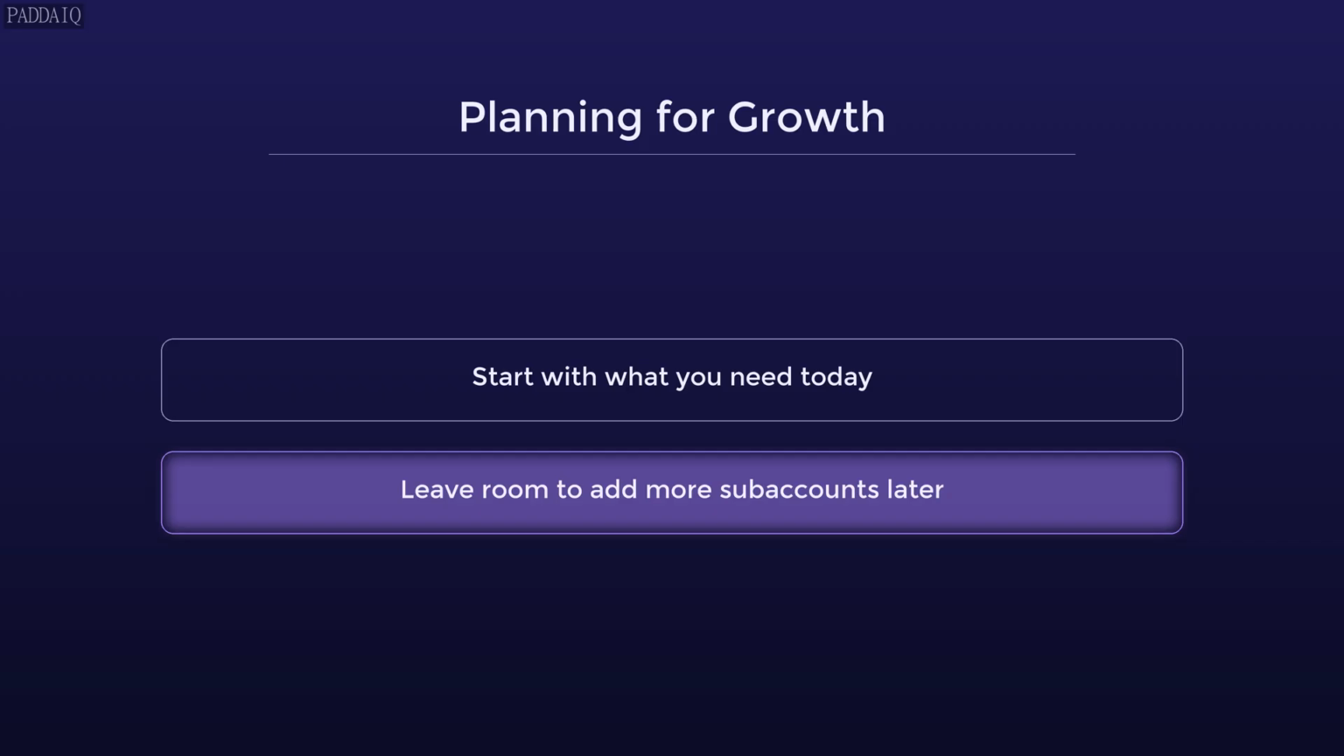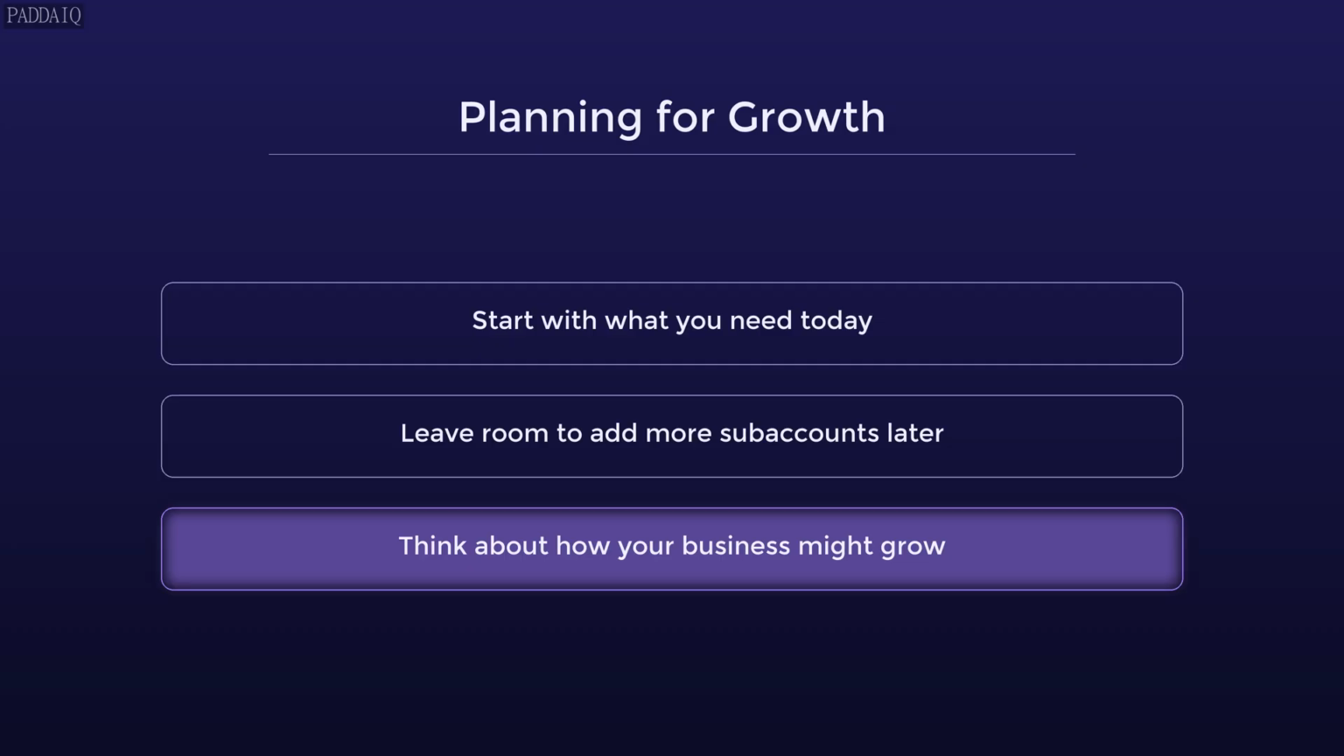Leave room to add more sub-accounts later. This means designing your initial BTP setup with extra capacity, so you can easily add new sub-accounts for future projects or departments without restructuring. For example, start with 5 sub-accounts even if you only need 3 today, allowing space for 2 more teams next year. This forward-thinking approach prevents costly reconfigurations down the line.